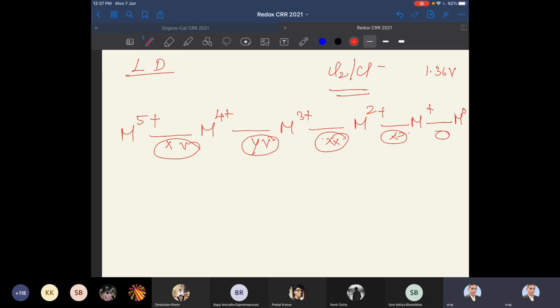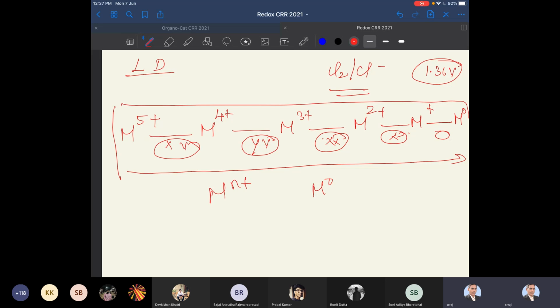So now I not only know this potential, I know all the possible oxidation states that exist for Mn+ or M0. Looking at the reduction potentials, I will be able to tell which species will be stable, which will undergo a disproportionation reaction, which will be a highly reducing agent, or which will be a highly stable species. All this I can tell from the single diagram of Latimer. That's what we call the Latimer diagram.